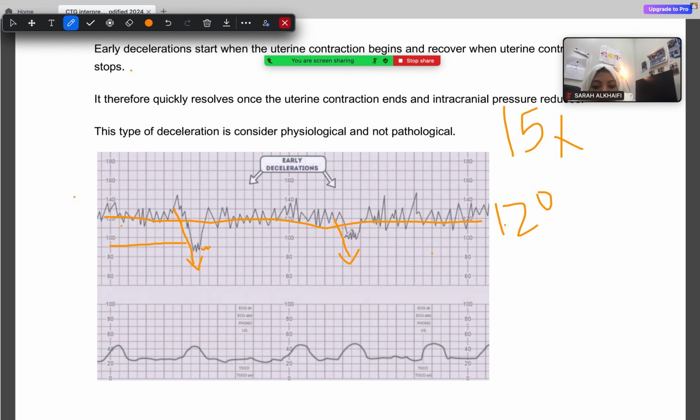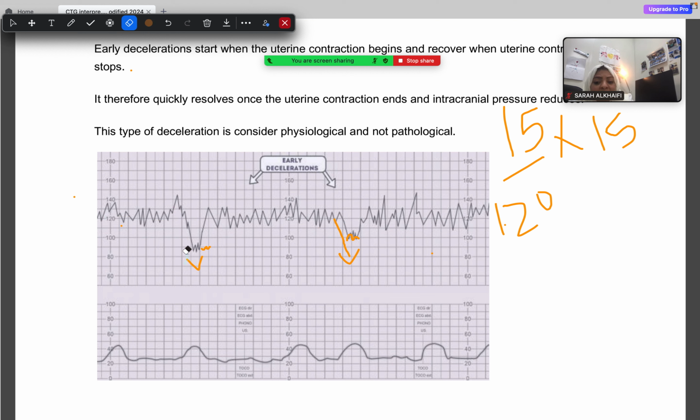Again here, it decreased from 120 and went all the way down to 100. The difference is 20, so it's more than 15. And then it stays there for about 1 minute, which is 60 seconds. So the rule said 15 by 15, and here each deceleration lasted about 30 seconds to 1 minute. So definitely we can call this a deceleration.